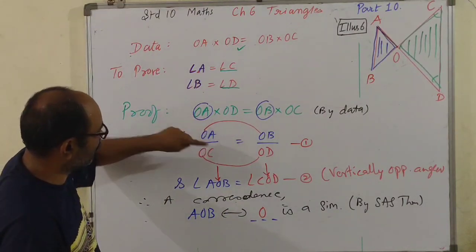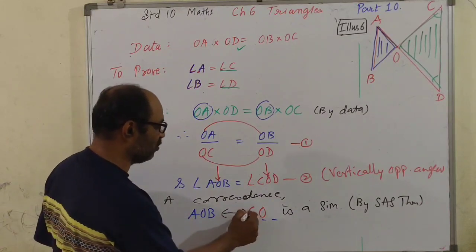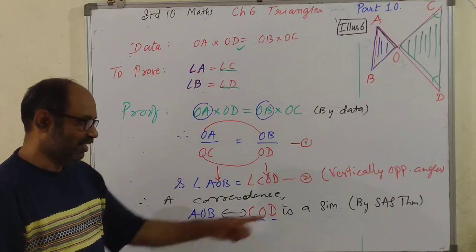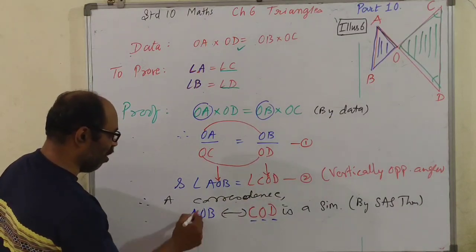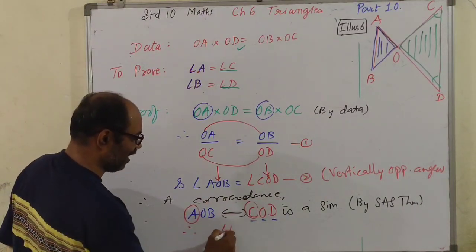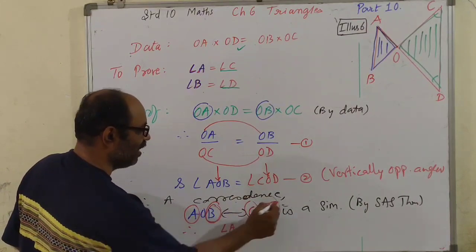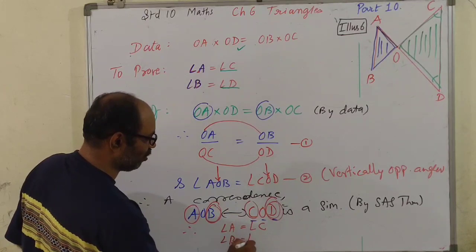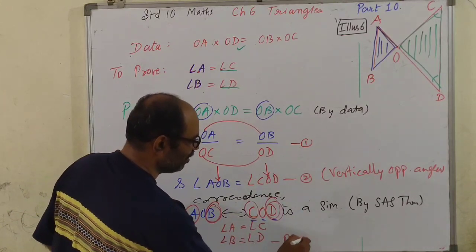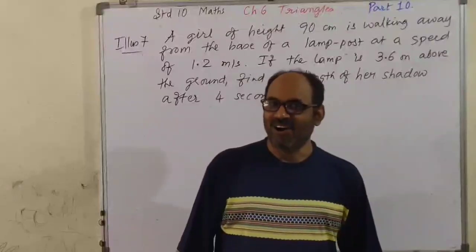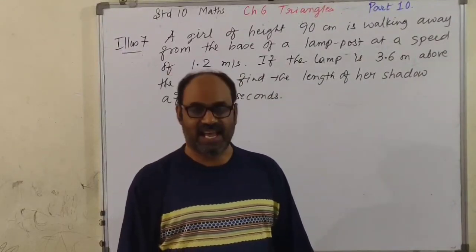So you can say A corresponds to C. A first, so C. C, O, the remaining one is D. Is similar. Therefore, बोलो angle A is equal to angle C. And angle B is equal to angle D. Proved. Got it, children? Sure? Alright, let's see illustration 7.